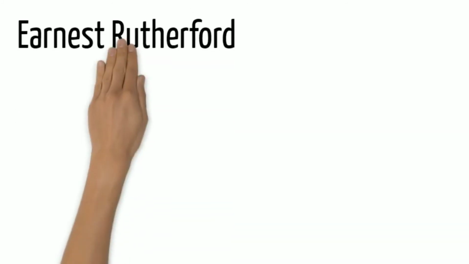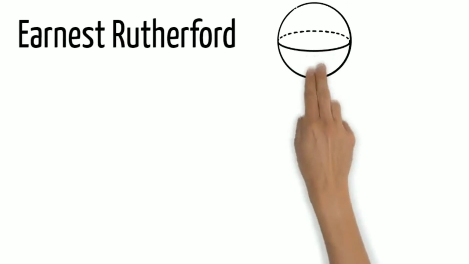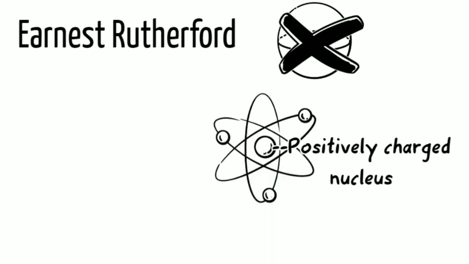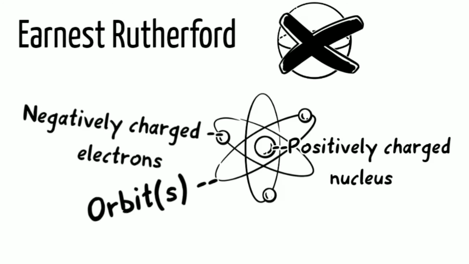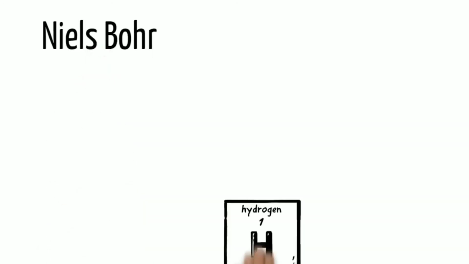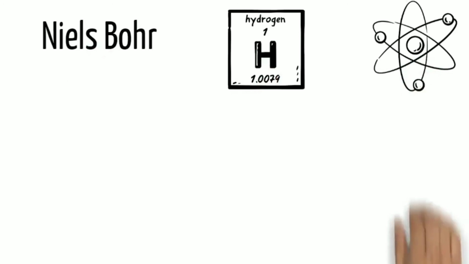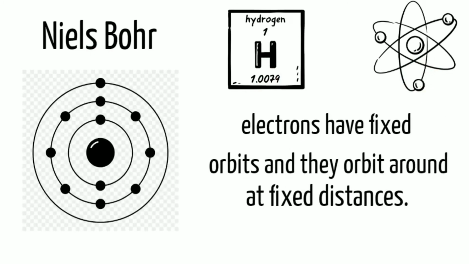Seven years later, in 1911, Ernest Rutherford proved the sphere theory wrong. His theory suggested that there was a nucleus in an atom that is positively charged. He also proved through experiments that an atom has an orbit, or even many orbits, where negatively charged electrons reside. Just about 2 years later, Niels Bohr proposed a theory for a hydrogen atom based on quantum theory, that electrons have fixed orbits and they orbit around at fixed distances. His model of an atom is what you use at present.